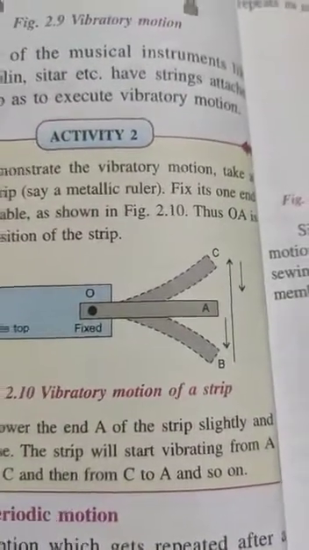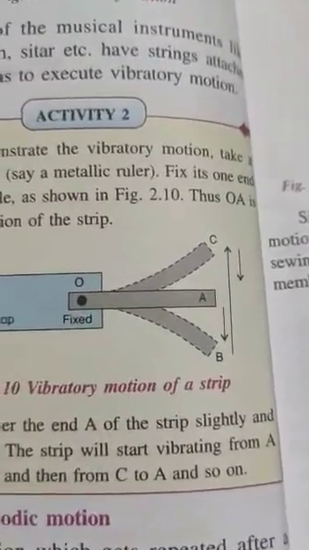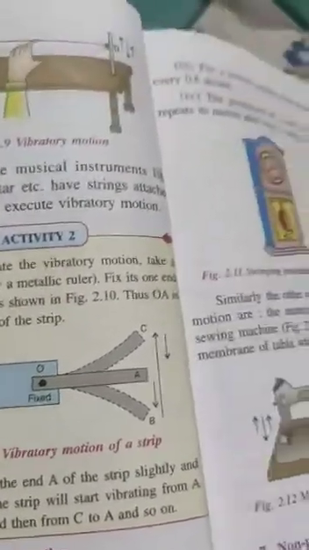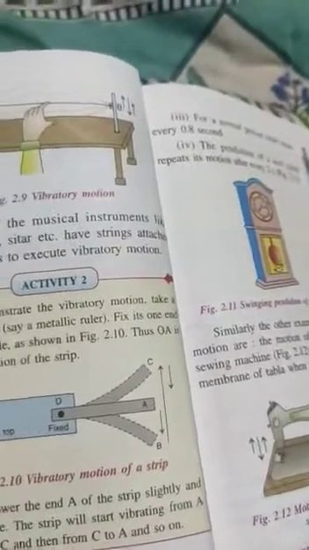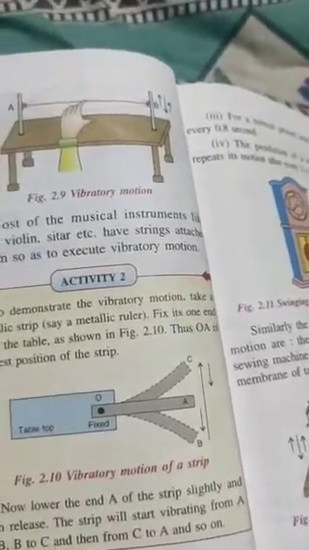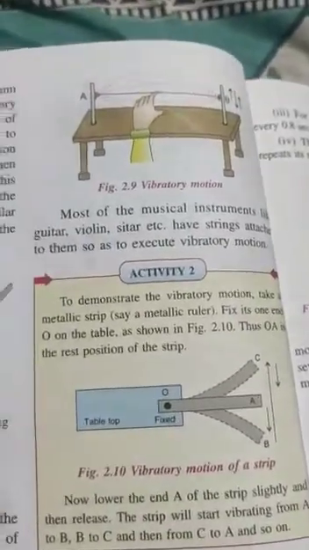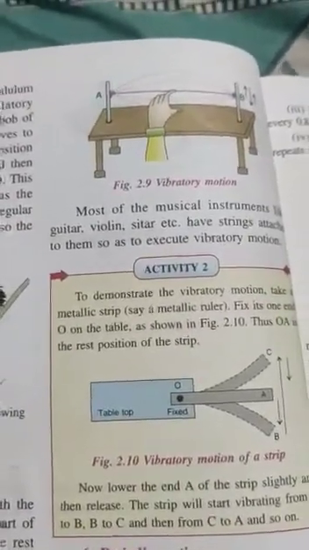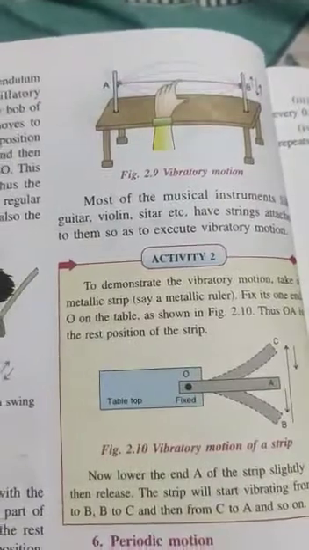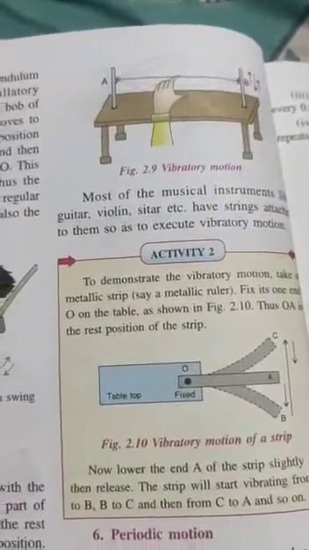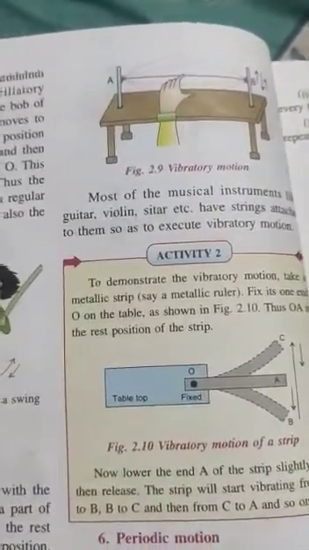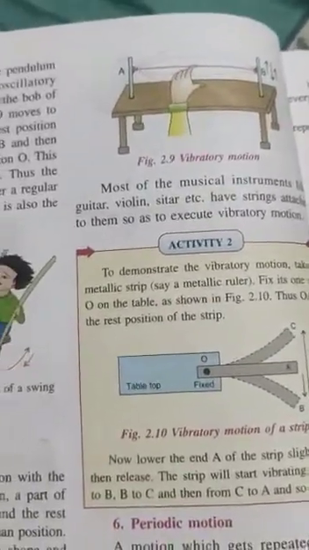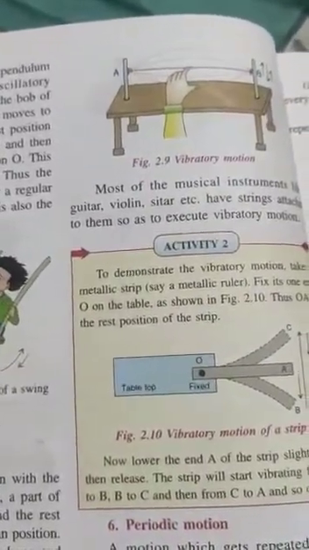Children, now we are going to understand vibratory motion. Vibratory motion is a type of oscillatory motion. A body is said to exhibit vibratory motion if a part of the body moves back and forth about its mean position. The movement of strings in musical instruments like guitar and sitar is an example of vibratory motion.